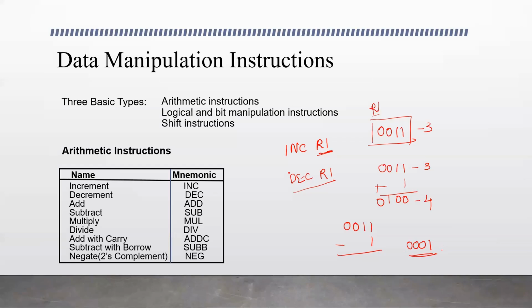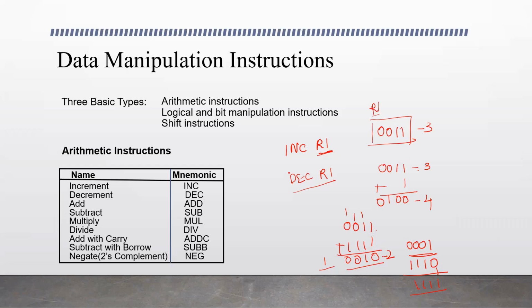We need to find the 2's complement. For subtraction, the subtrahend needs to be 2's complemented and added to the first number. The 2's complement of 0001 is 1110, and when you add 1 to this, it is 1111. Adding 0011 and 1111 gives 10010. The carry is discarded, leaving 0010, which is 2. So 3 minus 1 is 2. This way we perform the decrement operation.